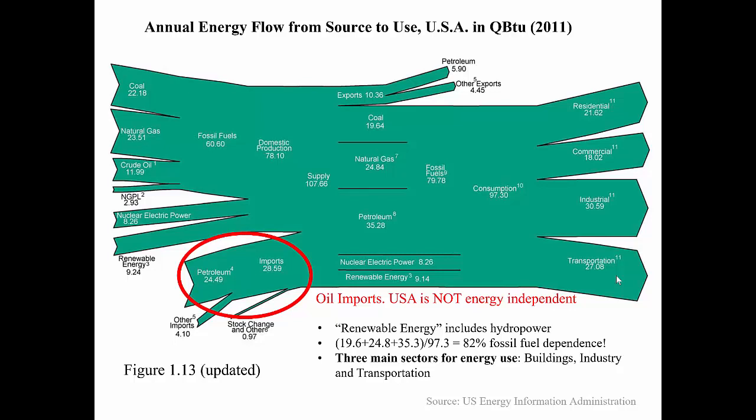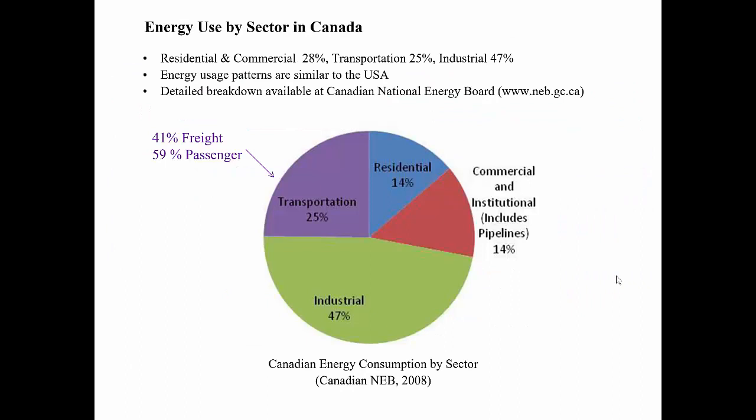Now, I couldn't find a Sankey diagram for Canada, so I just found a pie chart. This is at the National Energy Board. Again, a little old, but you get the idea. This is the main concepts. Exact numbers are not important. It's the broad concepts. So the three big sectors would be industrial, transportation, and residential and commercial buildings here. And they've included pipelines in here for some reason. It's probably a fairly small amount of usage, I would say.